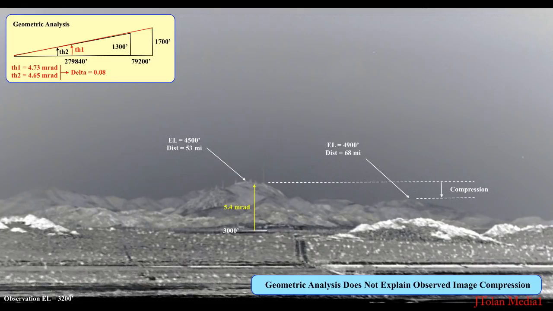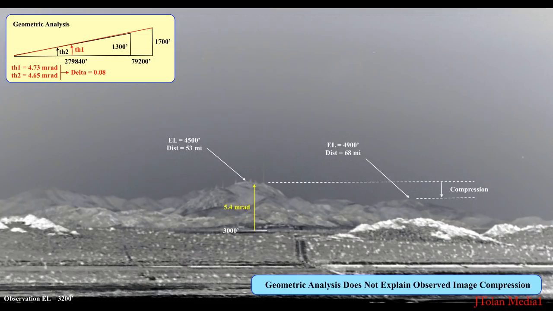So there's another phenomenon that is acting on top of regular geometric perspective changes, and that's this image compression. So in the inset, you see I have an analysis of the angles to the distant mountain, and it's actually a delta in elevation. So my observation was from 3,200 feet, and so the delta is 1,700, and I calculate the vertical angle, theta 1, and then I do the same thing for the quartzite mountain.